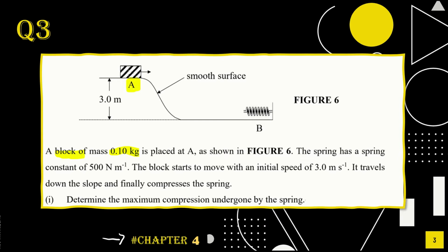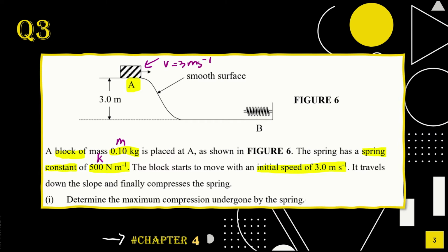As shown in figure 6, the spring has a spring constant of 500 Newton per meter. I hope it is still in your head that the spring constant is symbolized as K. So we have mass also in the question. The block starts to move with an initial speed of 3 meters per second. So which means that this block is moving with velocity 3 meters per second.